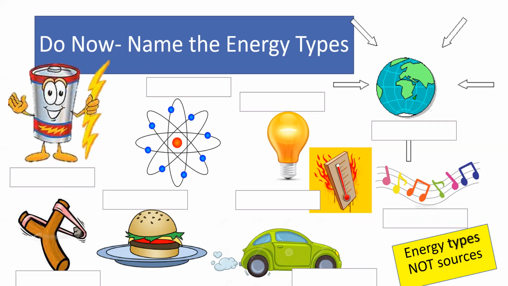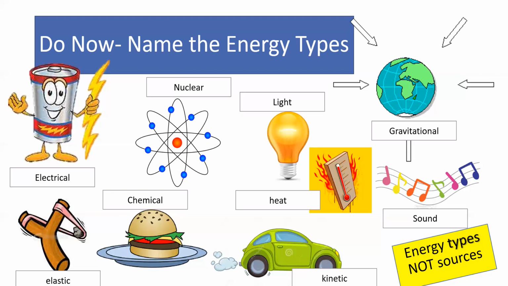Right. So the cell produces electrical energy, but it stores chemical energy. It is the chemical activities in the cell that release the electrical energy. And then the atom has a nuclear form of energy, which is stored in its nucleus. The light bulb produces light. The thermometer is very sensitive to heat.